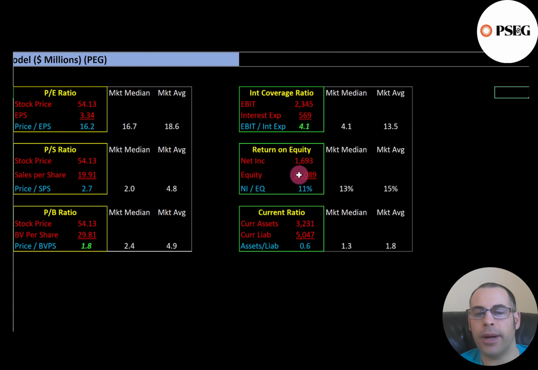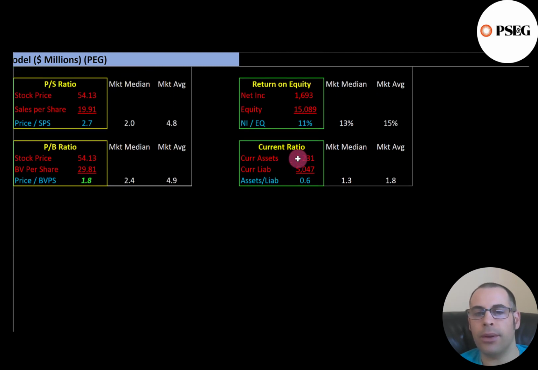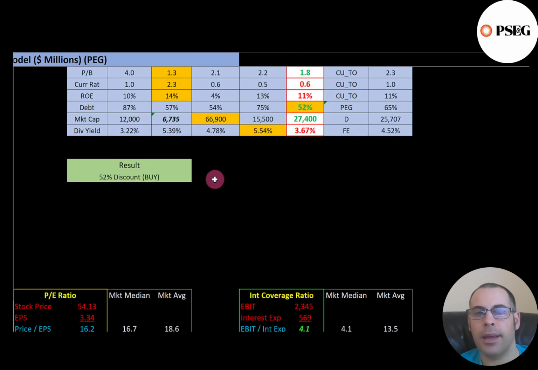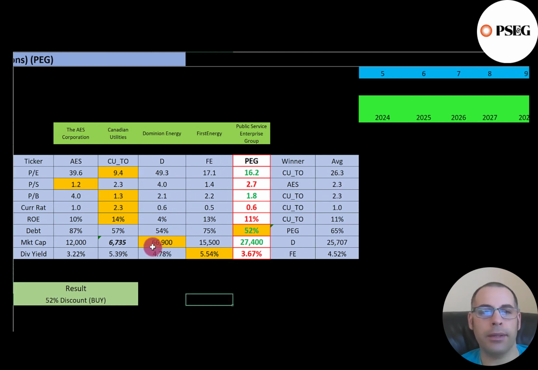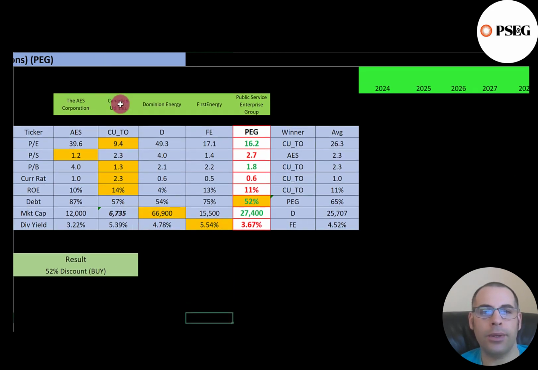ROE is a little low. That's net income over equity, 11%. Current ratio is a little low as well. That's current assets over current liabilities. They're at 0.6. And the best way to look at ratios is to compare them to similar companies. I've done videos on AES, Canadian Utilities, Dominion, and FirstEnergy, all in the same industry as Public Service.